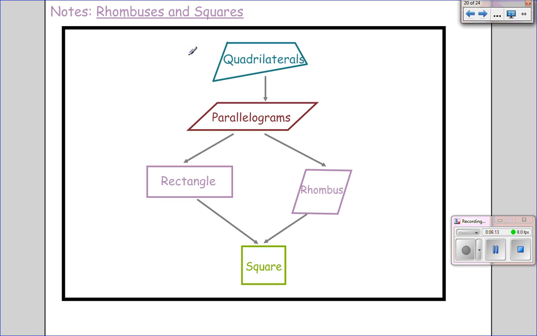The last thing I want you to notice is this picture. We've learned about quadrilaterals, and parallelograms are a part of those. Inside the parallelograms, you have rectangles and rhombi. And if it's both a rectangle and a rhombus, then it's also a square. So every square is both a rectangle and a rhombus. Make sure you understand that. Please do your homework, and thanks for watching.